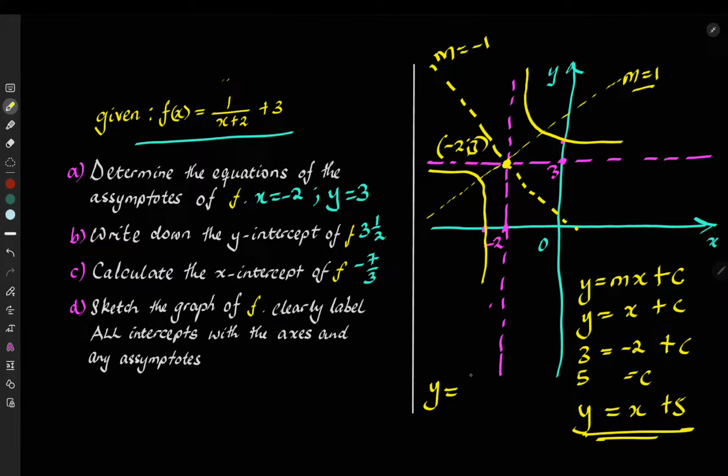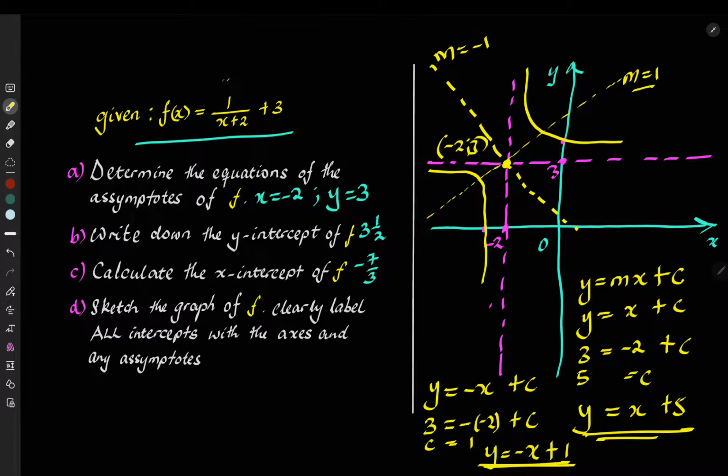Then for the m with negative 1, you do exactly the same thing. In this case, your m is negative 1, so negative x plus c. You use again the same point, negative 2 and 3, because that will be a common point for both axes of symmetry. So 3 is equal to negative bracket, negative 2 bracket, plus c. Then you can see here your c will be equal to 1, because the product will be positive 2. So then the equation will be y is equal to negative x plus 1. So this is how you determine the equations of the axes of symmetry.